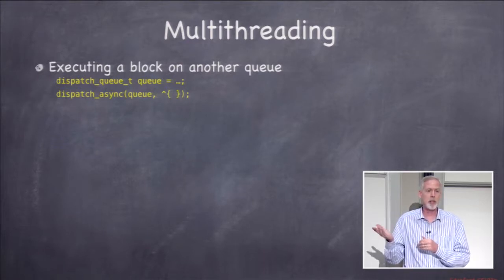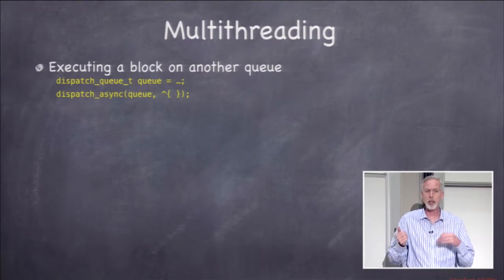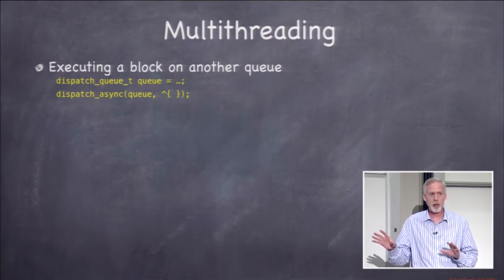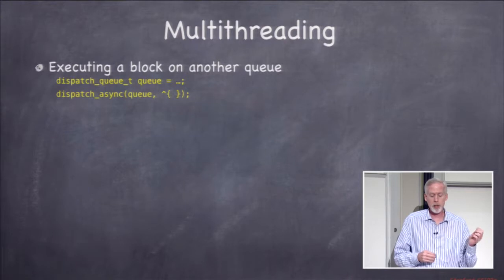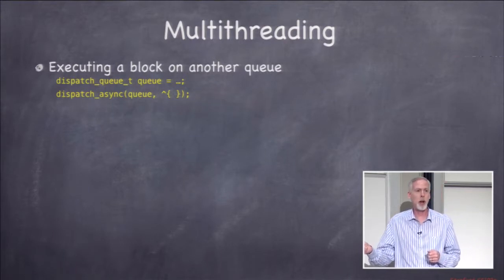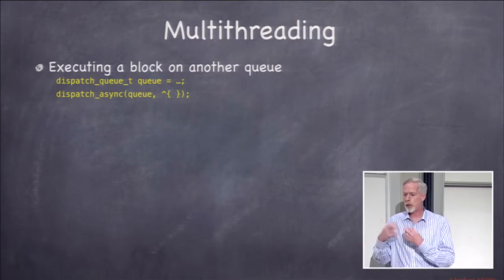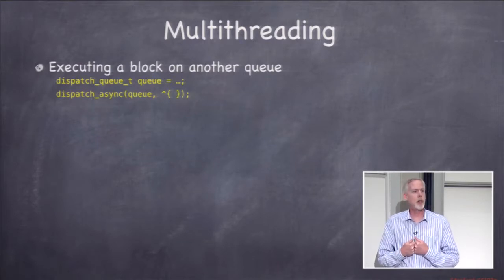So you see I've declared a local variable queue. It's of type dispatch_queue_t, which is a typedef. And I'll talk about how to get a queue in a second. And then you just say dispatch_async, the queue you want to put the block on, and then the block. And the block takes no arguments and it returns no values. It's just a block. And you can put any code you want in there. And that block will take its place in line on that queue. And when that queue gets around to it, it will take it off.